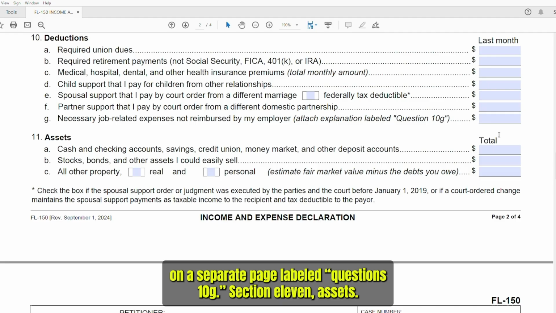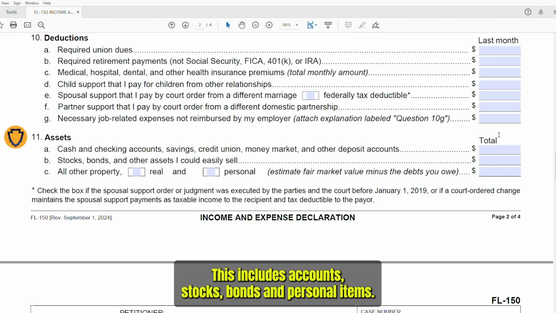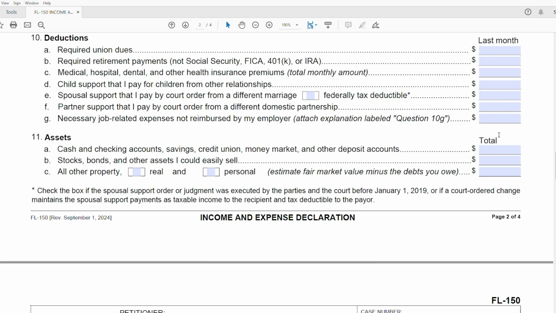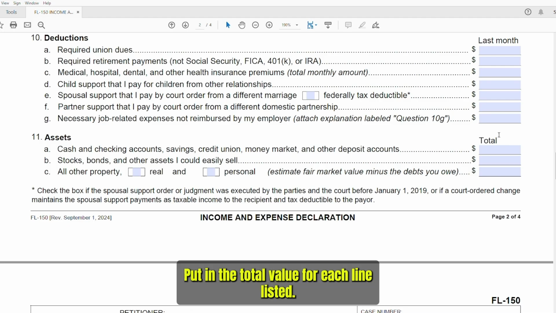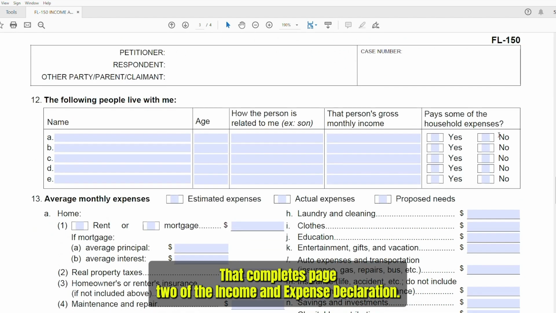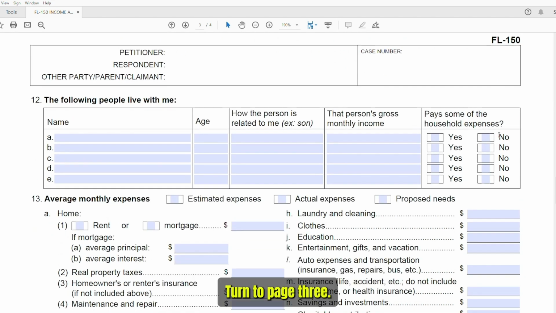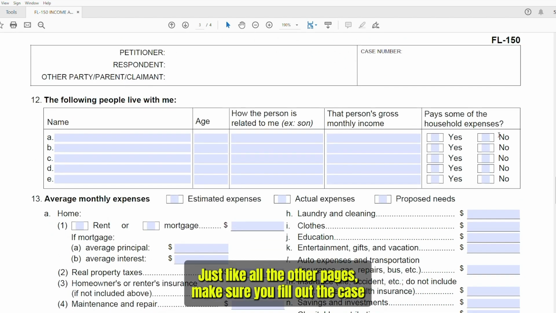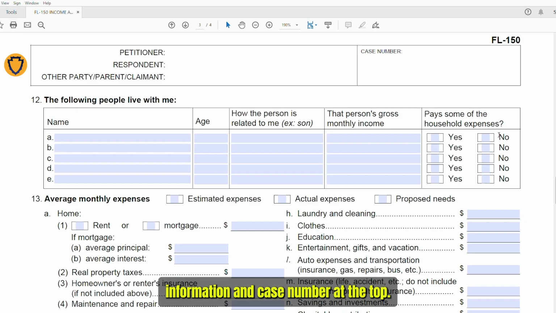Section 11, Assets. This includes accounts, stocks, bonds, and personal items. Put in the total value for each line listed. That completes page 2 of the income and expense declaration. Turn to page 3. Just like all the other pages, make sure you fill out the case information and case number at the top.